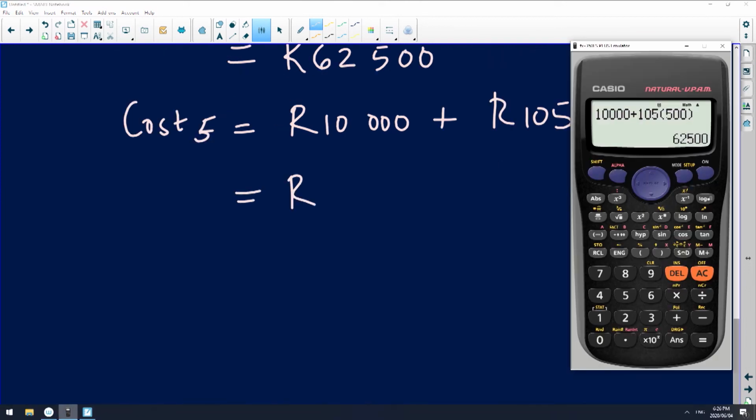That would then give us 10,000 Rand plus 105 times 700. That's 83,500.